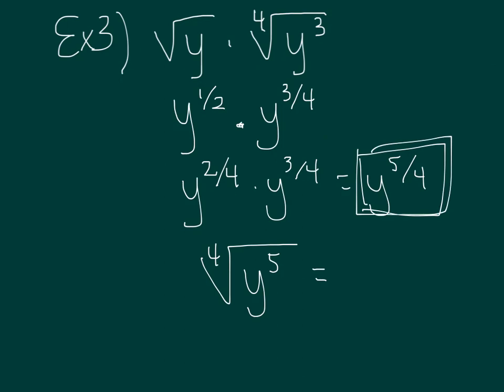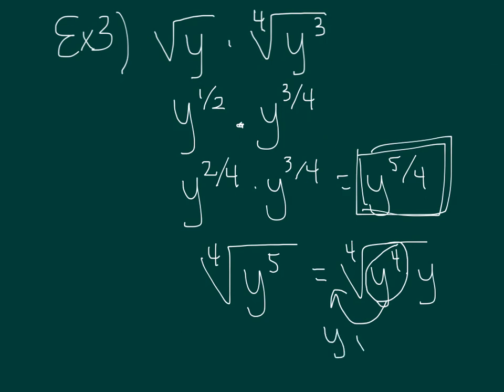But technically, the 4th root of y to the 5th is the same as the 4th root of y to the 4th times y. And again, as I did in the previous example, I chose to separate it this way because now I can take y to the 4th out of the 4th root, because the 4th root of y to the 4th is y. So this is actually y times the 4th root of y. So either of these answers is acceptable.